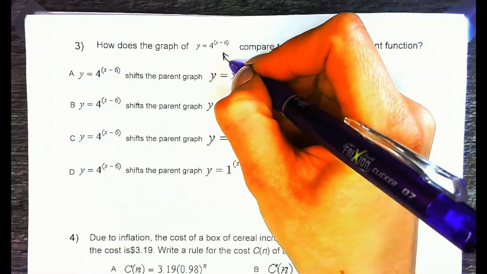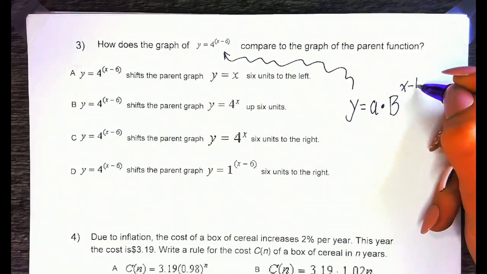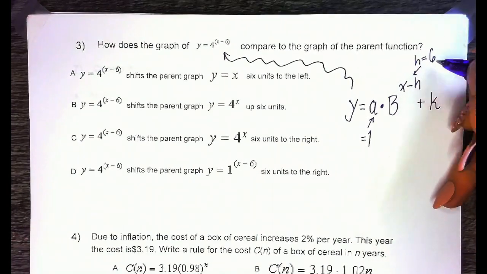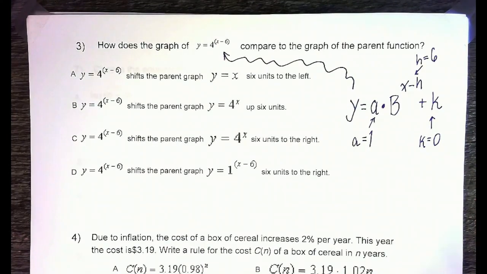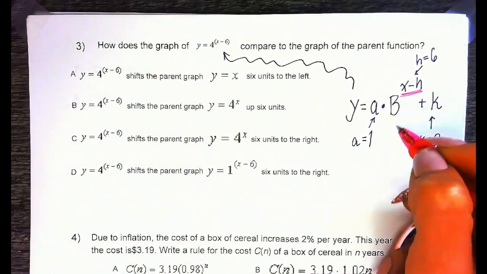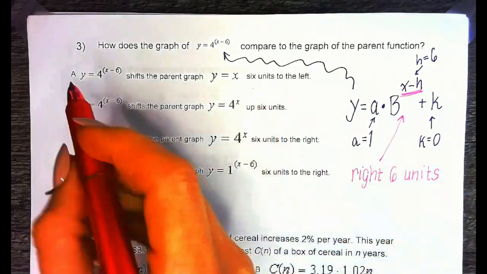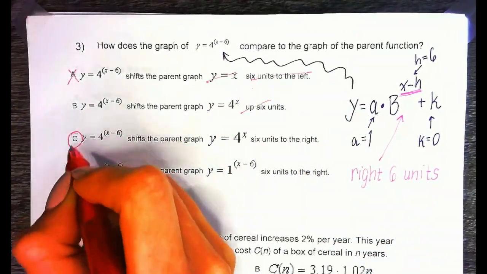Y equals a base raised to the x power is the parent function of an exponential function. A, h, and k indicate some common transformations. A equals 1 and k equals 0. These are our default values. H, however, equals 6, and x minus 6 means our graph moves right 6 units. After inspecting the choices, we can see the answer must be C.